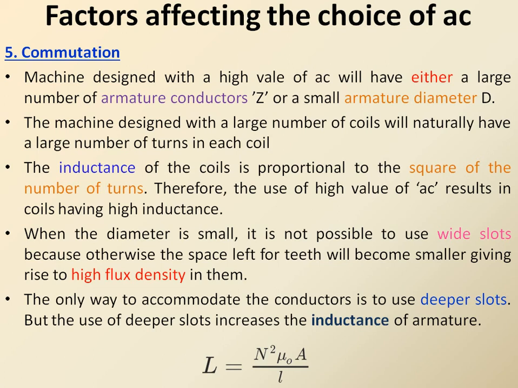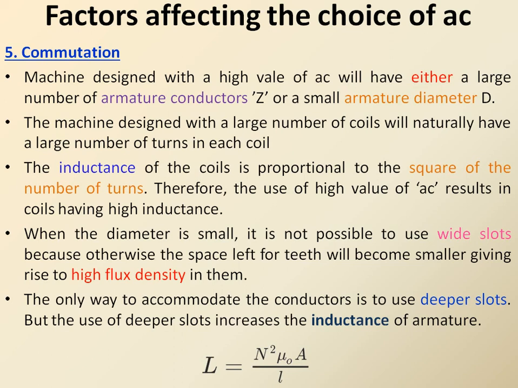If a large value of AC is opted by reducing the value of armature diameter, then it's very clear that the wider slots cannot be used because the diameter of the armature is small in size. So the only way which is available to accommodate all these conductors is by providing a deeper slot. If the depth of the slot is increased, this also will result in a large value of inductance of the armature. So in both cases, that is, if you are increasing the value of AC by increasing the number of conductors or by decreasing the value of diameter, in both these cases it will result in a large value of inductance of the armature.